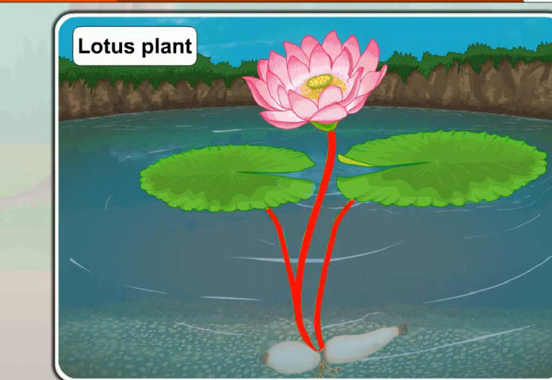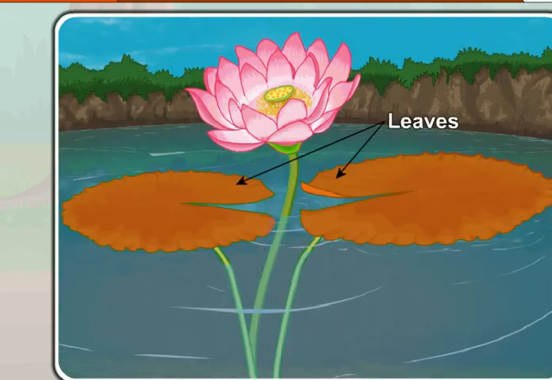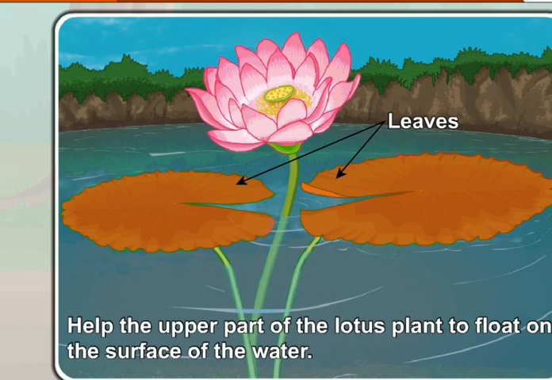Now, take a look at the lotus leaves. Aren't they broad? Yes, they are. These leaves help the upper part of the lotus plant to float on the surface of the water.